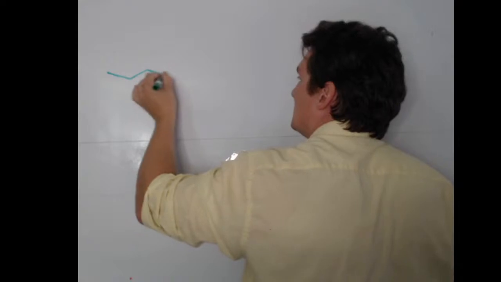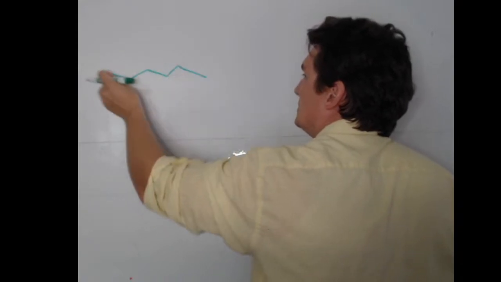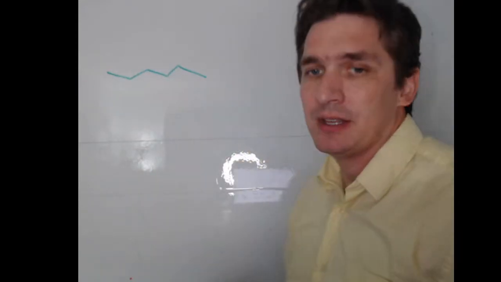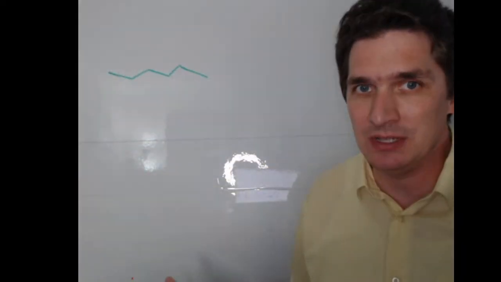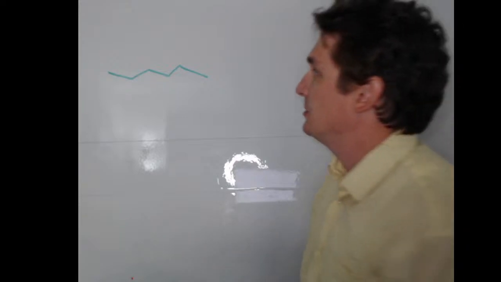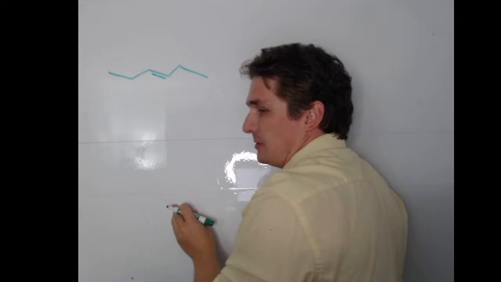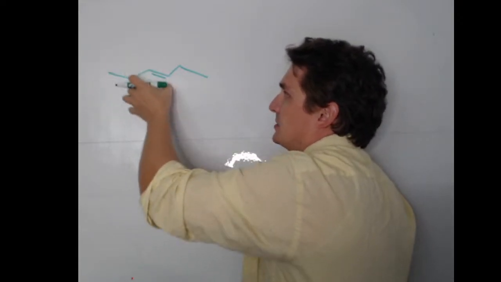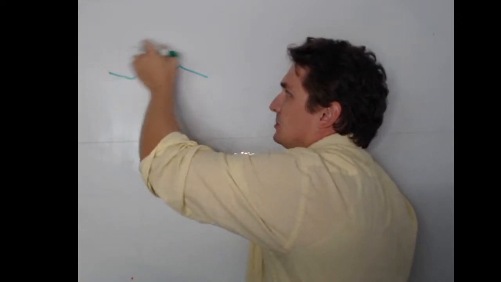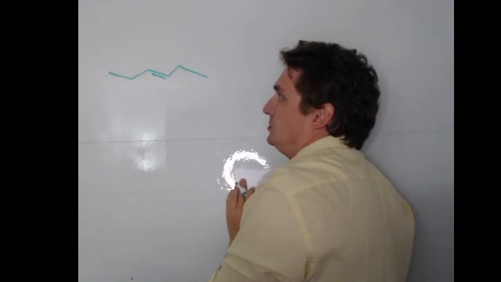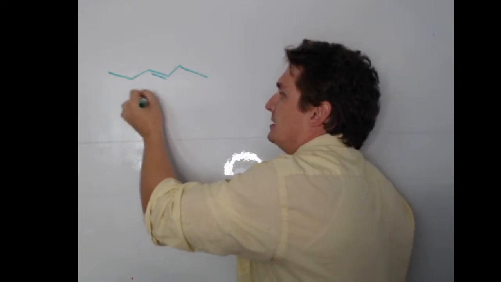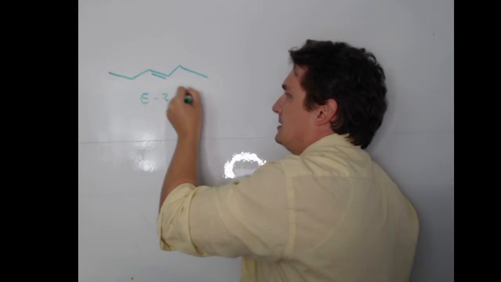Now, I had a student ask me yesterday, how do I draw these? What I always start out with is the linear, and I draw it and see if it's E or Z. If it's wrong, I just rotate one of them along the double bond. So this is 3-hexene. If it's E, the highest priority groups are opposite. So hydrogen versus hydrogen. Hydrogen's lowest priority, so our top group and this group are opposite, so this is the E-3-hexene.